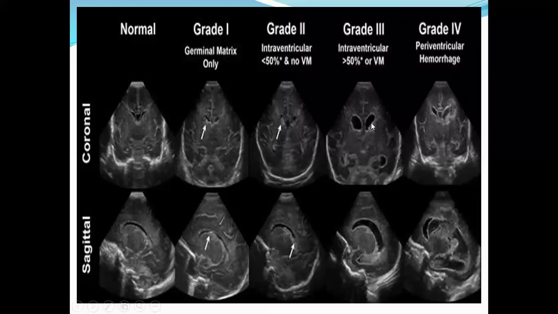Where is the bleed? Because here we don't see it. You can see it there, but you can't really appreciate it. But there you will see the bleed clearly. And grade 4, as we were saying, it has gone there, broken the barrier, and it is there.